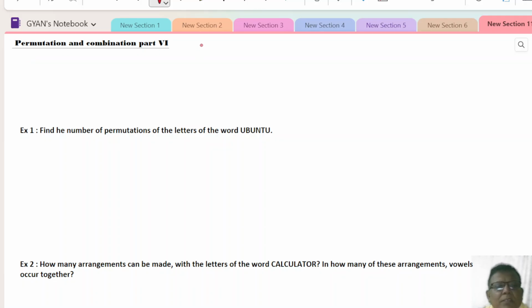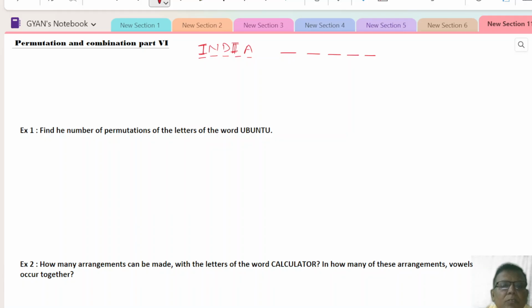Here we'll learn: suppose the word is INDIA. How many words, meaningful or meaningless, can you make using these letters, that is, 5-letter words? See here, I is two times.